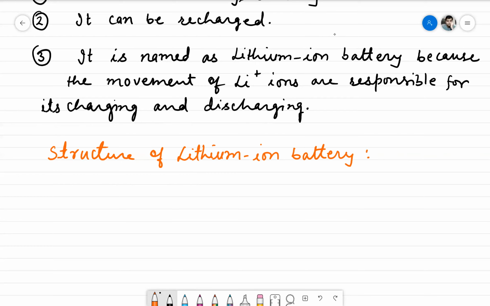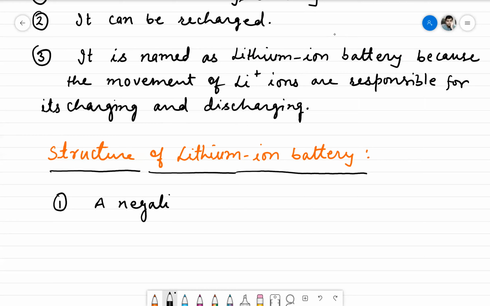Like any other galvanic cell, this battery also consists of three main components. First, let me take the negative electrode. As you know, in a galvanic cell, a negative electrode is the anode.